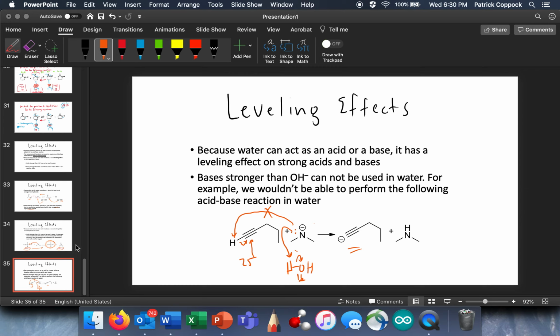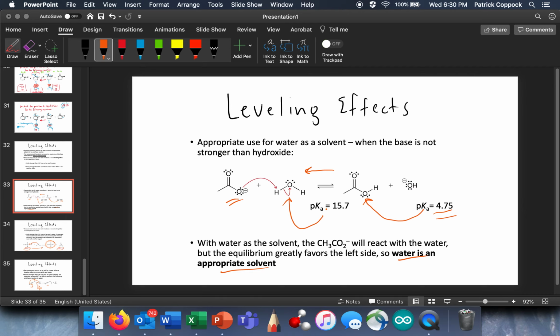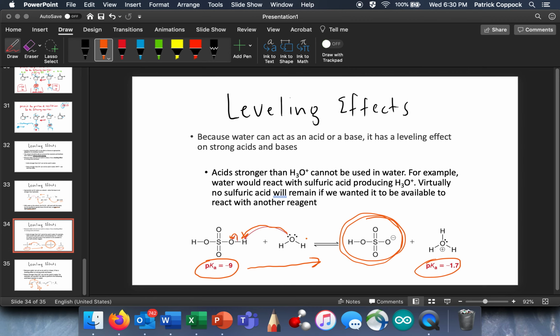Go look at the problems in the book and use this as an example. Water works fine with acetate because this is not going to happen. We're not going to be stripping the protons off of water. And it doesn't work fine with sulfuric acid because you will be stripping those off, because that is a stronger acid.